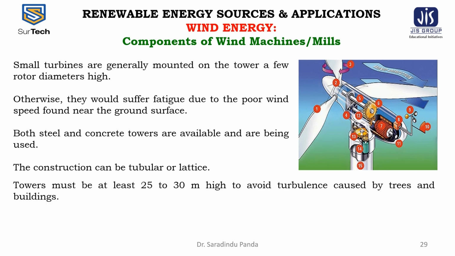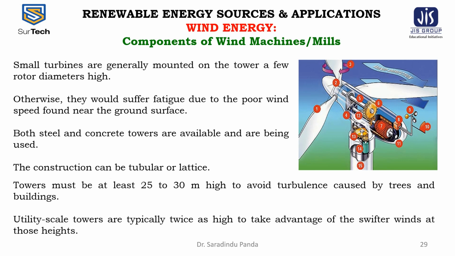Towers must be at least 25 to 30 meters high to avoid the turbulence caused by trees and buildings. Utility scale towers are typically twice as high to take advantage of the swifter winds at those heights. The main issue in tower design is the structural dynamics. The tower vibration and the resulting fatigue cycles under wind speed fluctuations are avoided by the design.